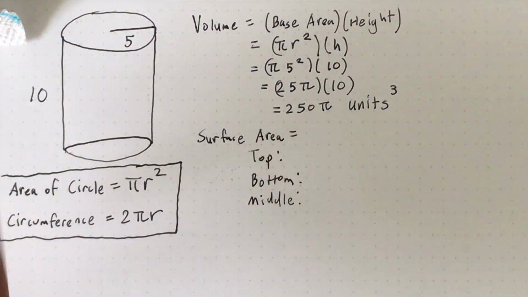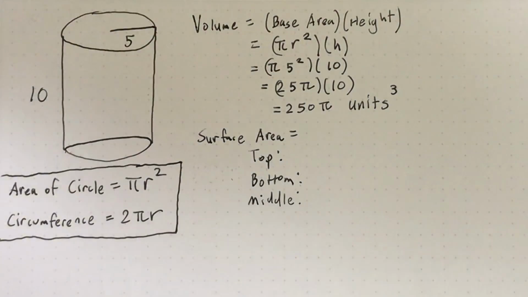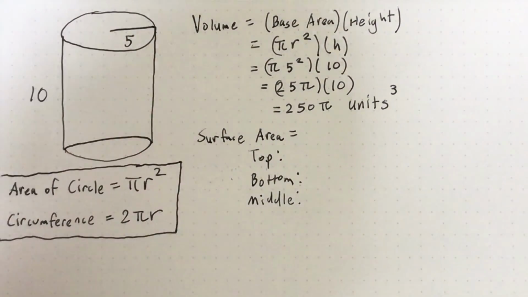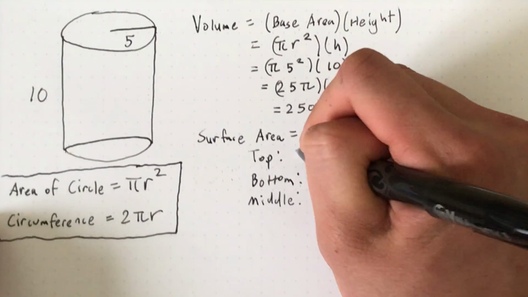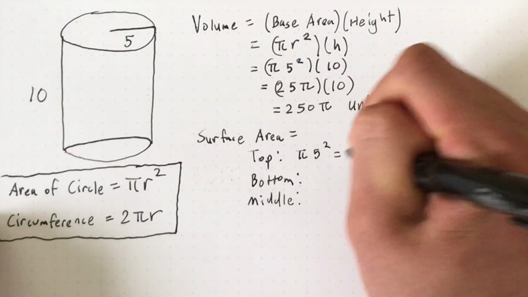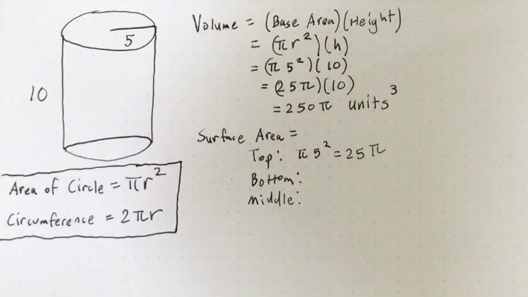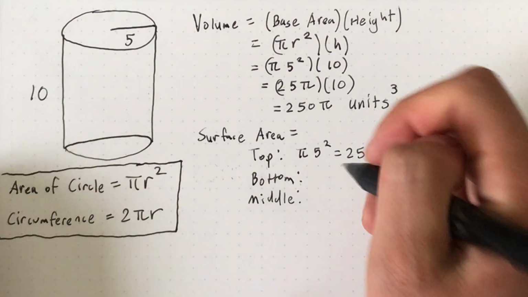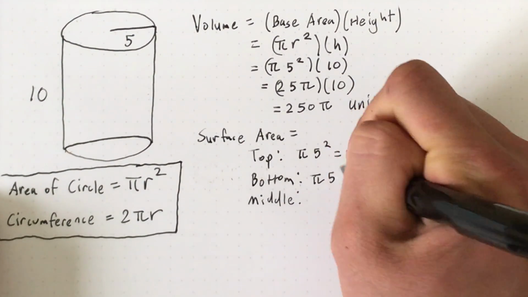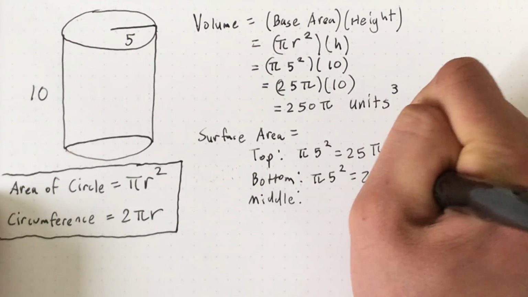So top side, what's the area of the top? The area of the top is the area of the circle. This is pi 5 squared, which is 25 pi. So that's the area of the top. How about the area of the bottom? That's also pi 5 squared equals 25 pi.